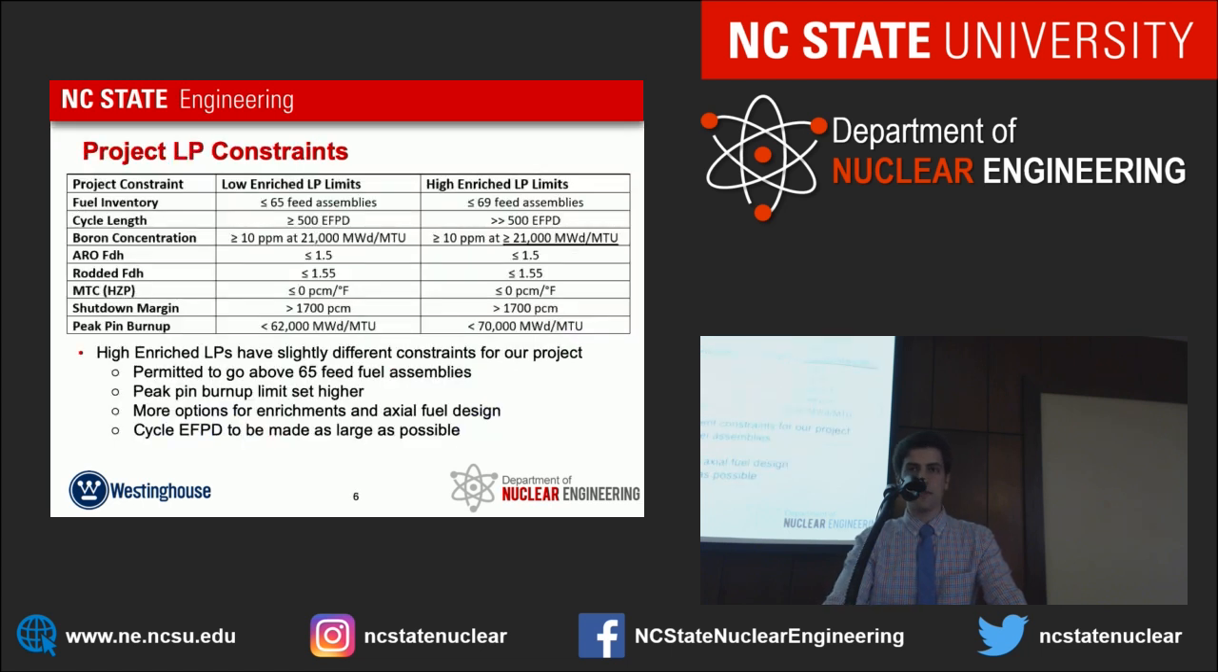We have many different constraints we're working with when we actually make our loading patterns. We're making two different loading patterns, the low enriched and the high enriched. For the low enriched, we cannot exceed 65 feed assemblies in the core. For the high enriched, we want to keep it under 69 feed assemblies. Above 69, we start to approach loading half of the core with feeds, and we don't want to do that. It's just not going to be economically viable, even if it meets the limits.